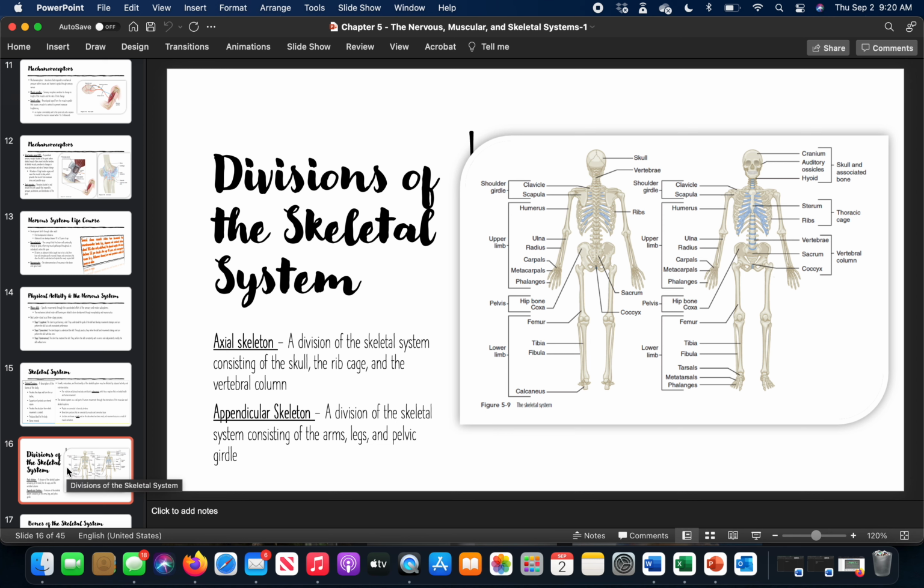So the appendicular skeleton is more for movement. The axial skeleton is more for stabilization and structure. Not to say that the appendicular is not, but the axial is more about the structure and maintaining form for the body, and protective measures as well.